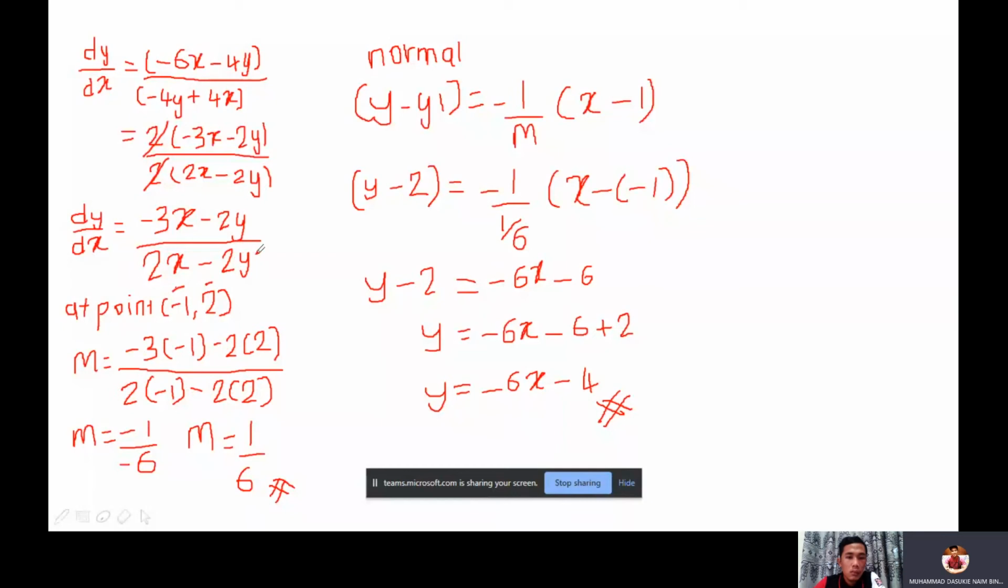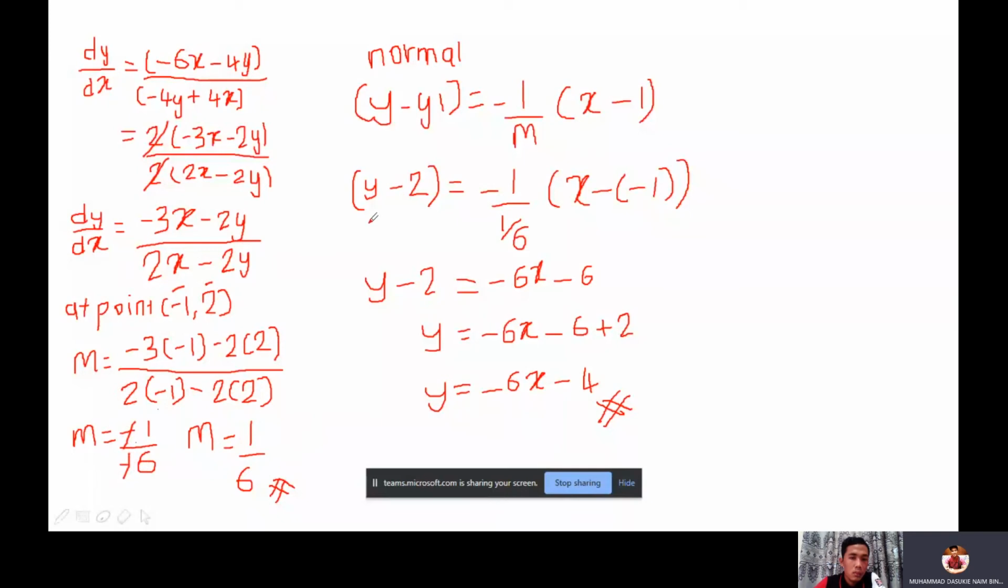Same with this equation, y and x. You just take negative 1 for x and 2 for y. Now, after you solve the equation, you can get negative 1 per negative 6. Now you simplify, you cut the negative, and you can get m equals 1 per 6. That's for the gradient.